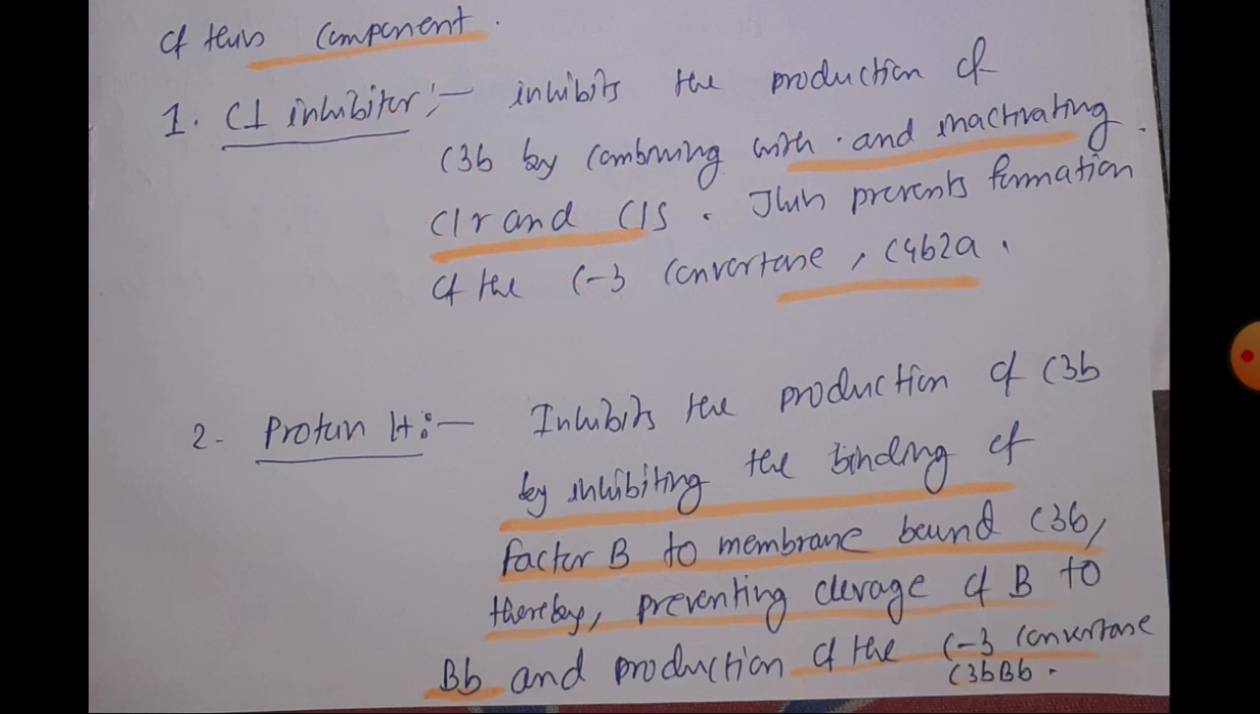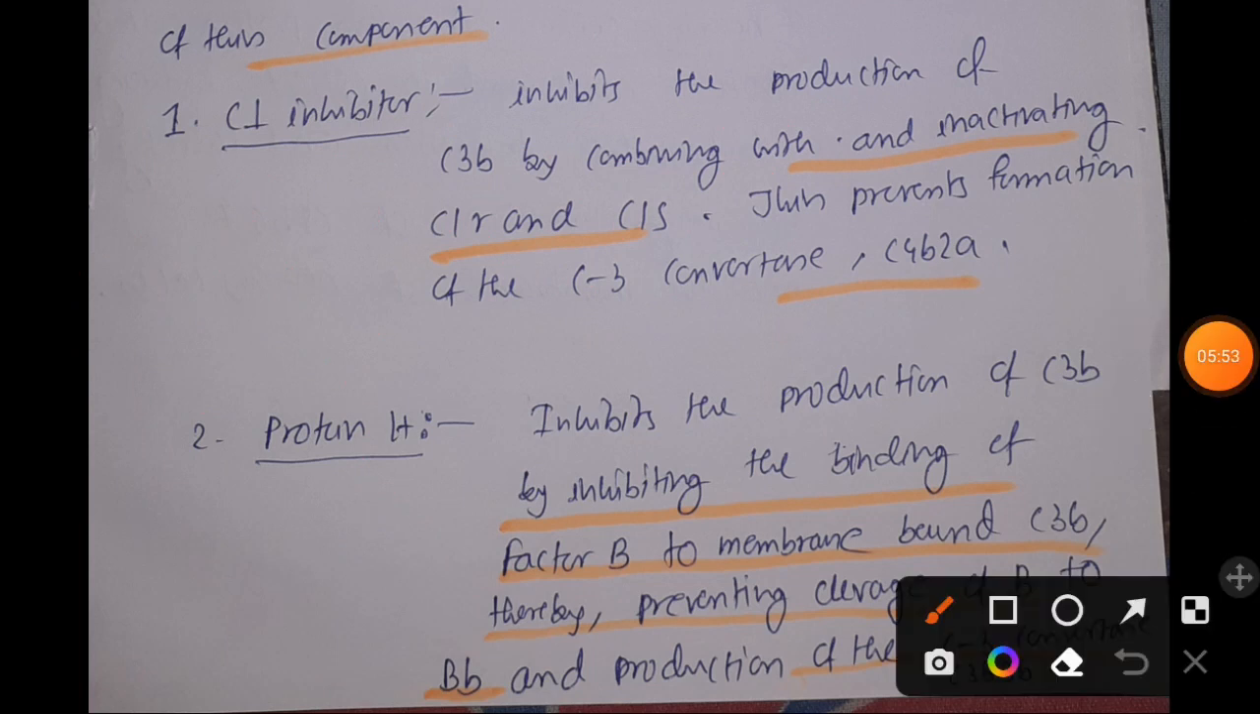Clear? So C1 inhibitor works by inactivating C1r and C1s. Factor H works by preventing the binding of factor B to membrane bound C3b. Right? Now let's move on.